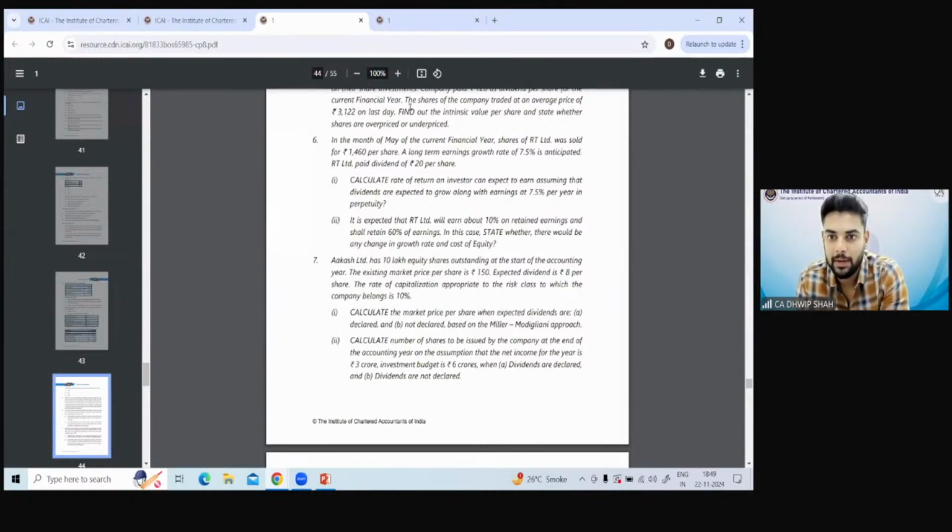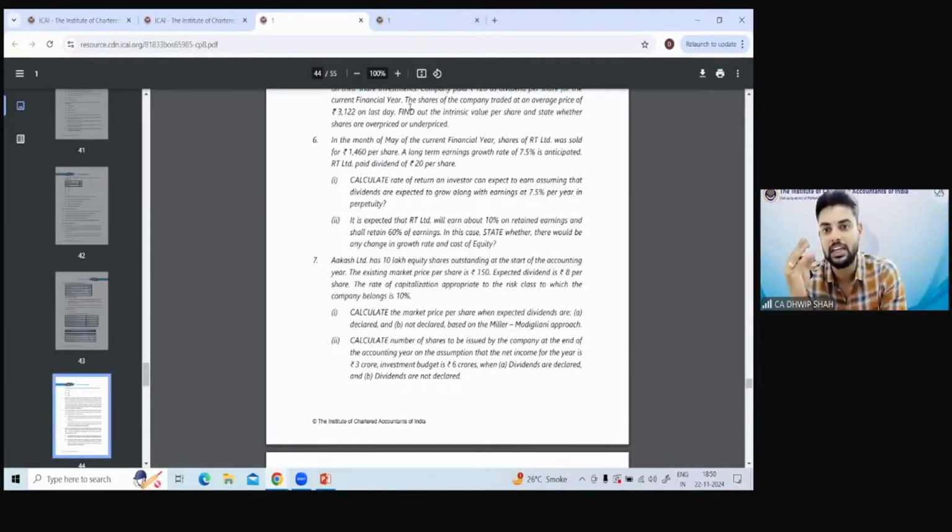The rate of capitalization appropriate to the risk class to which company belongs is 10%. This is nothing but KE. Capitalization rate is KO. Ideally, the capitalization rate is KO. But here, dividend decision, in my previous session, I have given a general assumption that unless otherwise specified, entire capital would be raised through equity only.